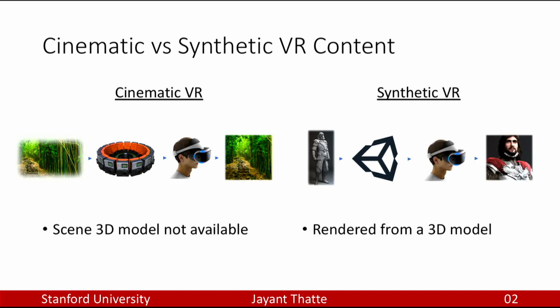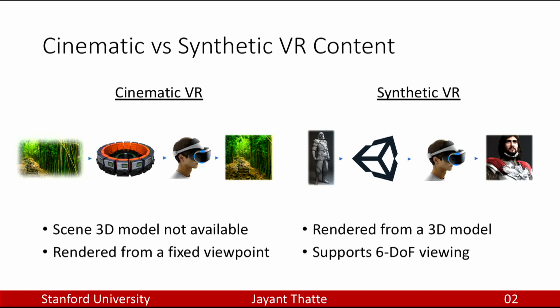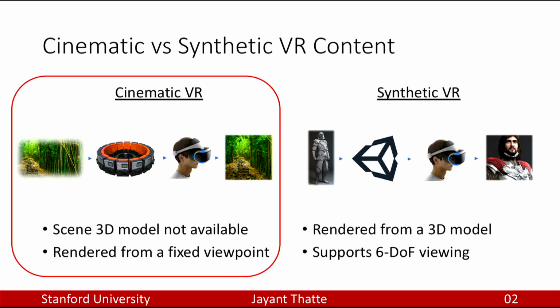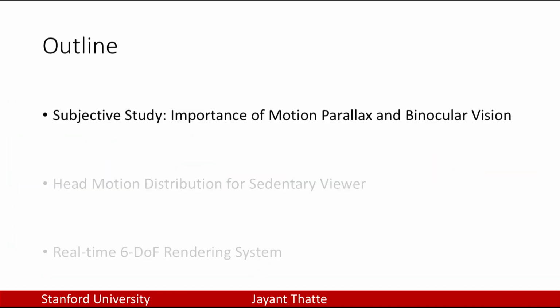The key difference between these two is that in synthetic VR, we have a full 3D model of the scene already available to us. Whereas in cinematic VR, the data that we have is in some sense a lot less rich, and there's a limit on how much we can capture and store. And this means that supporting 6 DOF or motion parallax in synthetic VR is relatively a lot more straightforward than for cinematic VR. And so we would like to develop algorithms that will work for cinematic applications. Okay. Now, with that background, I'll talk about the subjective study.